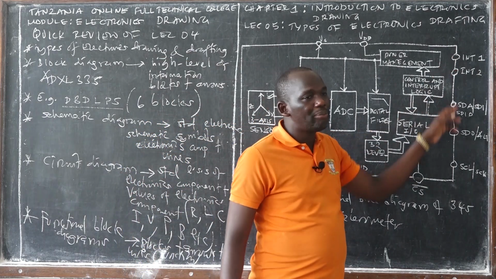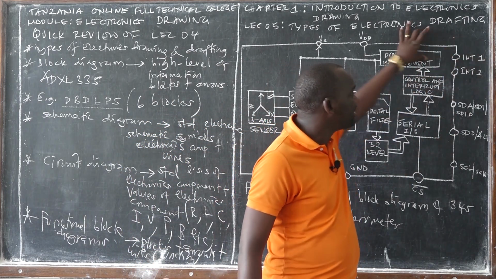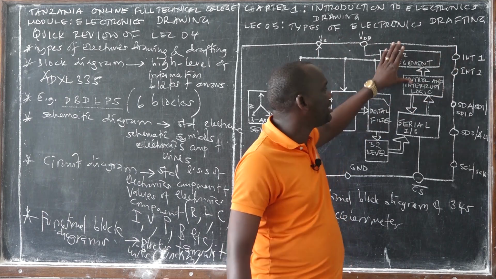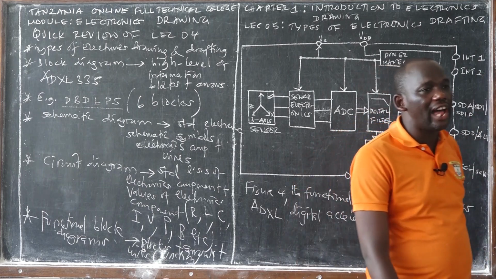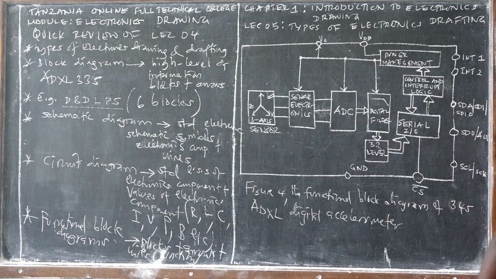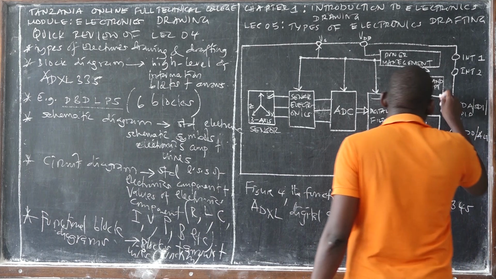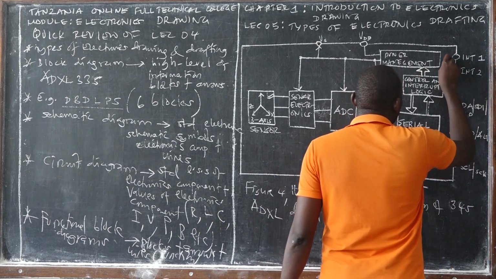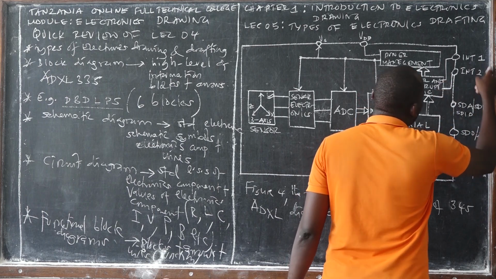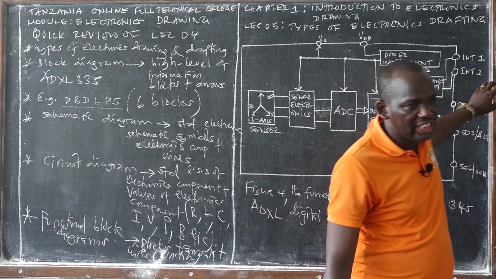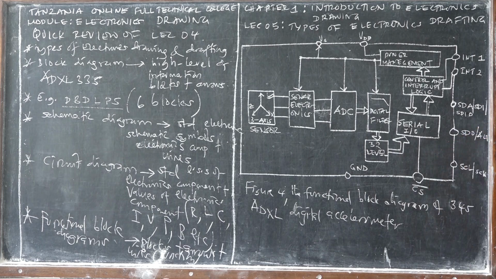Then we have some parts. These are the externals. Actually, these are the external pins. This is INT1. INT1 is an abbreviation of interrupt. Say interrupt. So this is an interrupt pin, and this one is another interrupt. So you have interrupt 1 and interrupt 2. Say interrupt 1 and interrupt 2.